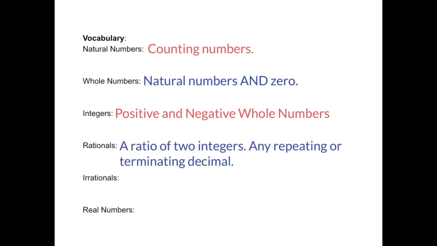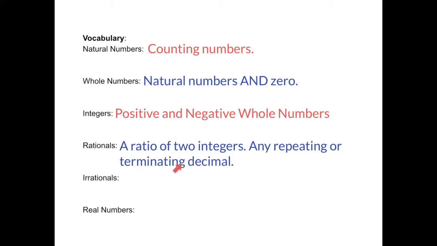Rational numbers are considered a ratio of 2 integers, any repeating or terminating decimal also. And this is a good time to notice that the natural numbers are the smallest here. It's just the shortest definition is counting numbers. But now if you look at whole numbers, the whole number definition includes natural numbers. Okay? And then the integers are positive and negative whole numbers. Well, there's the whole numbers, which are the natural numbers, and then the rationals are the ratio of 2 integers. So integers, whole numbers, natural numbers, they're all connected.